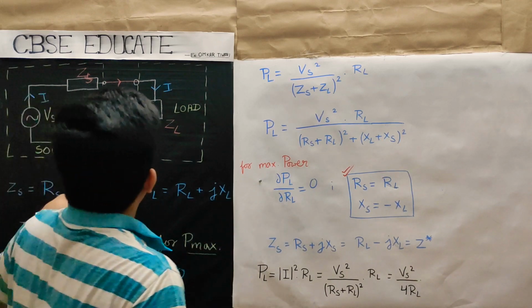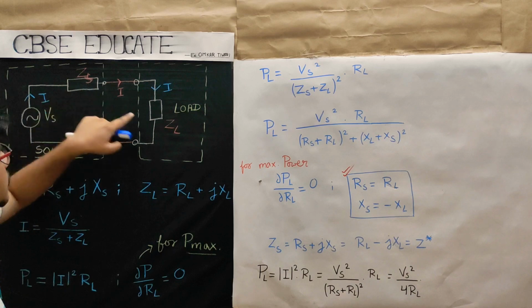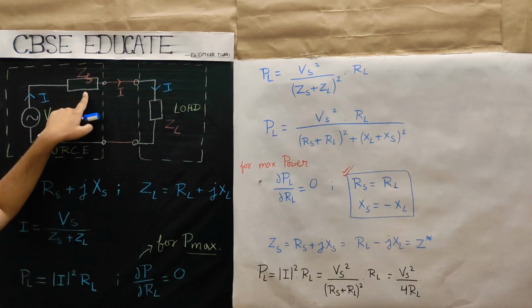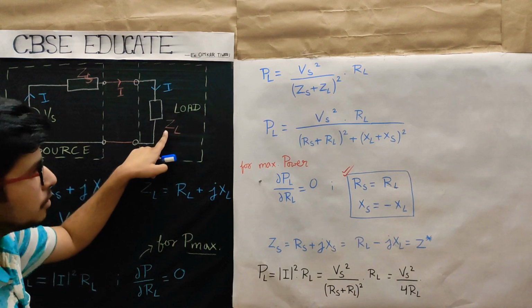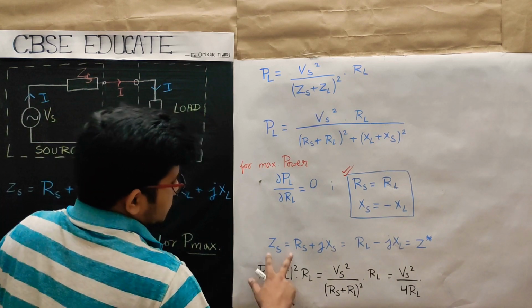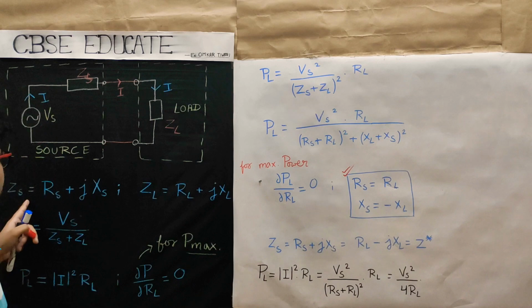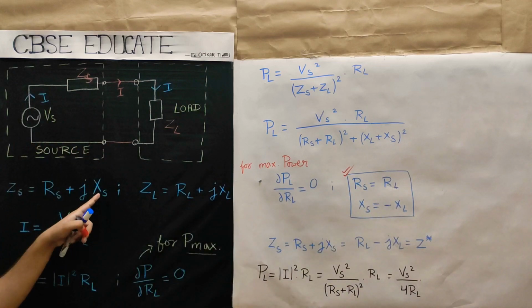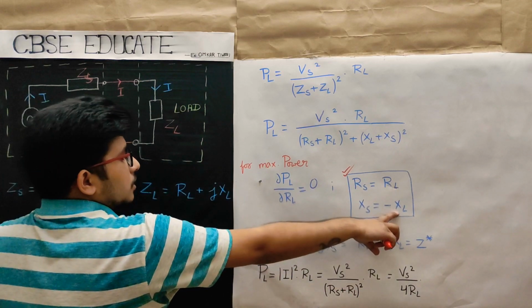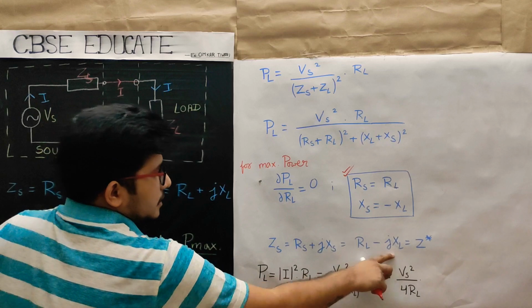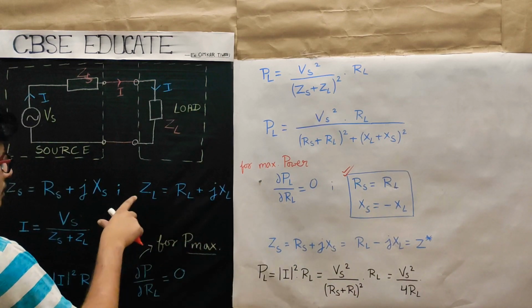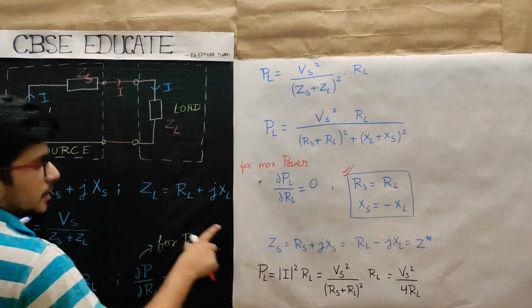It means that if one is a capacitive load, the other will be an inductive load, and if one is an inductive load, the other will be a capacitive load. Now, as you know, ZS is equal to RS plus JXS. In place of RS you can write RL, and in place of XS you can write minus XL. This is just the conjugate, which means ZS is equal to the conjugate of ZL.